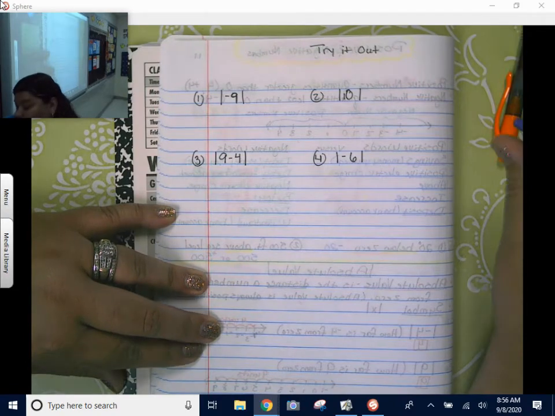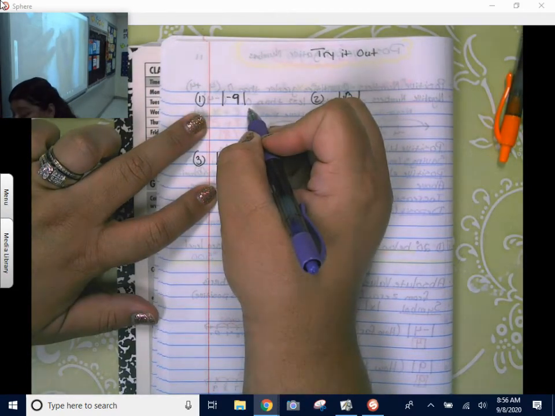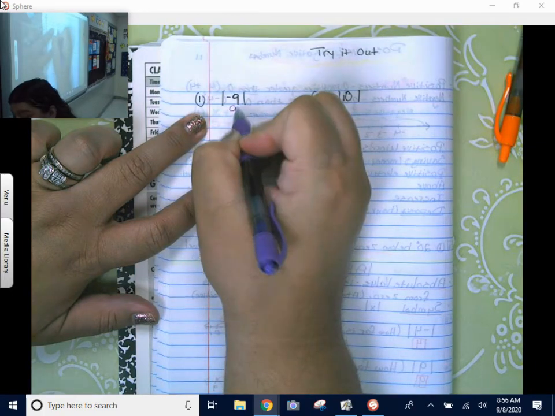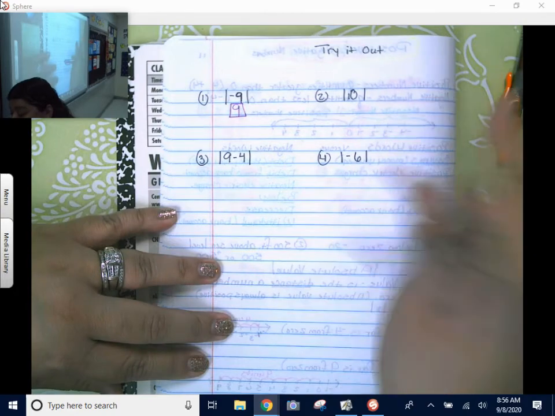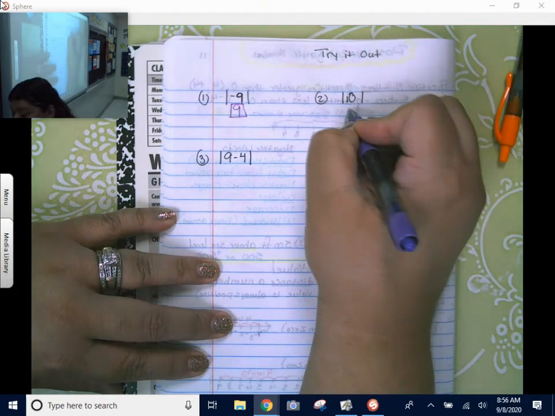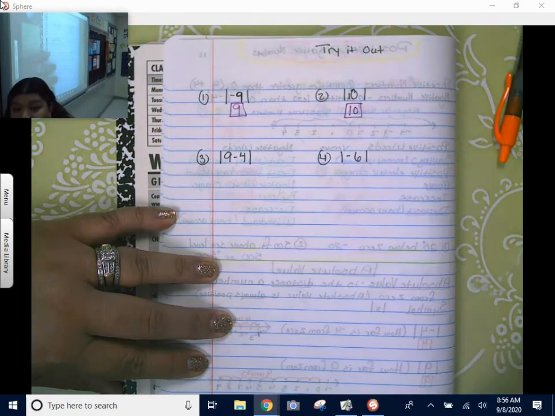All right, let's see how you did. Absolute value of -9 means how far away is -9 from 0? It is 9 units, so your answer is just 9, okay? The absolute value of 10, how far away is 10 from 0? It is 10 units away, so your answer is just 10.